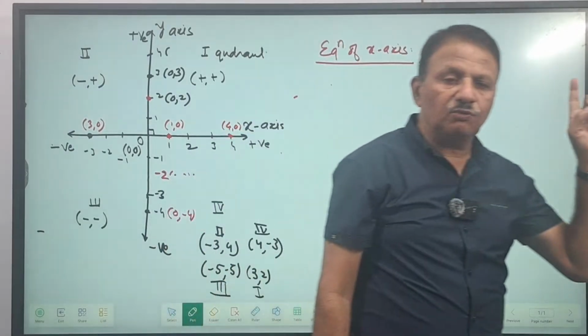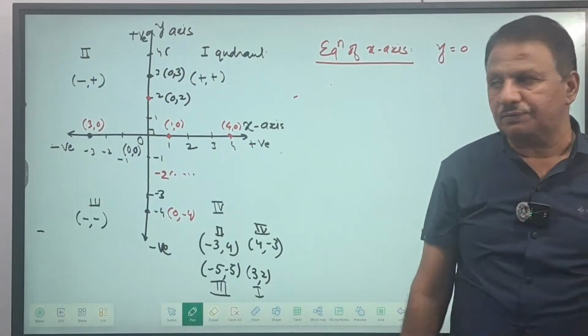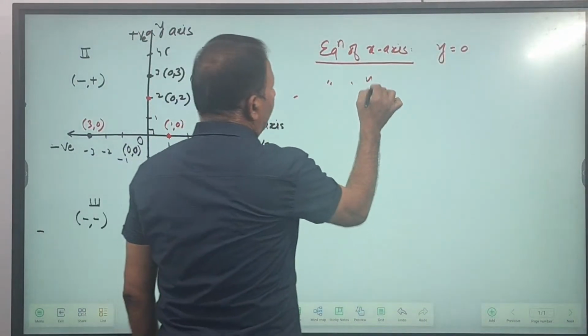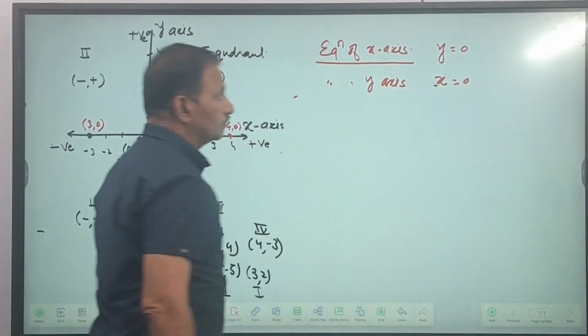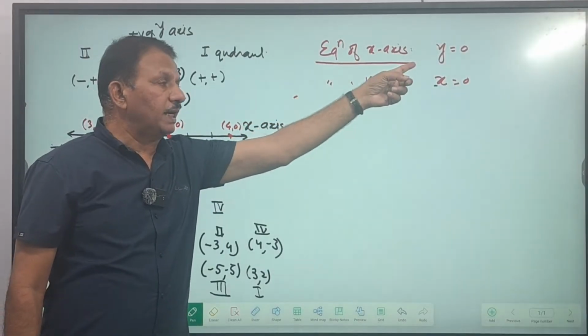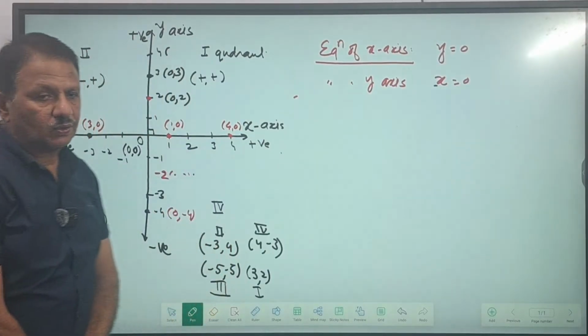Such types of equations will be required at the end of this chapter for drawing the graphs of straight lines. The equation of the y-axis will be x is equal to 0. Equation of the x-axis, opposite, remember, y is equal to 0, and the equation of the y-axis is x is equal to 0.